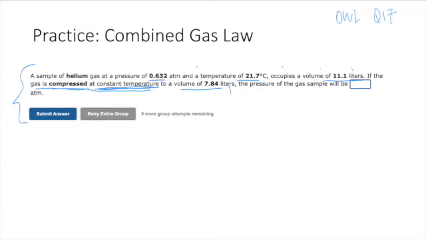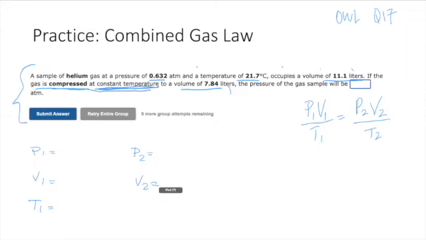So this is a combined gas law problem. Just a reminder, the formula is P1V1 over T1 equals P2V2 over T2. Let's read through the problem and determine what each of these values are. I like to set myself up just a little chart here.